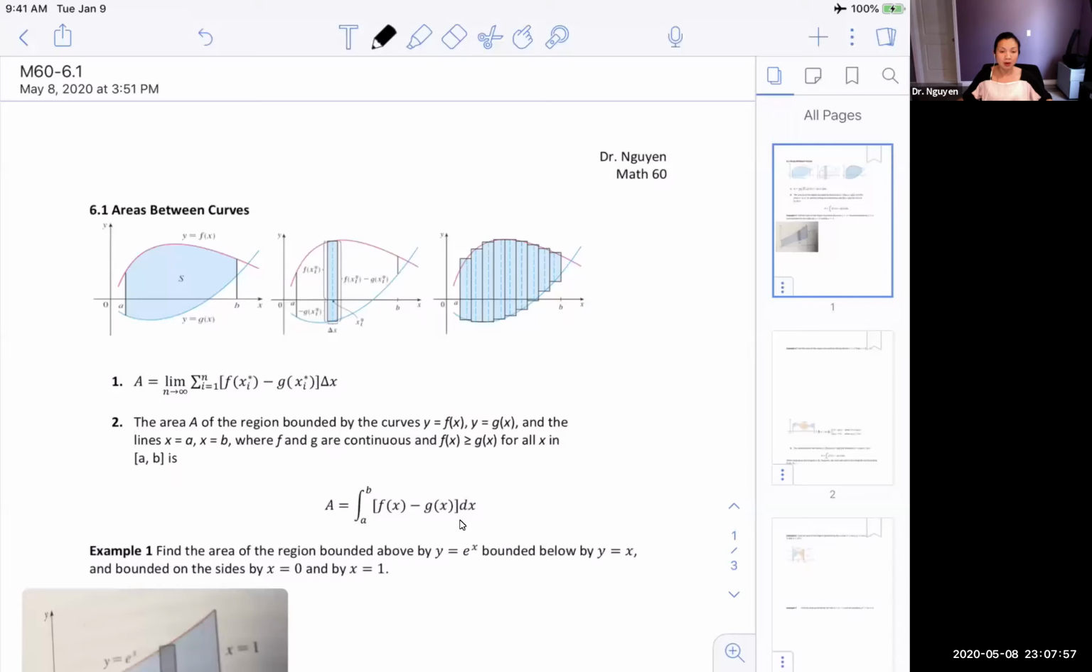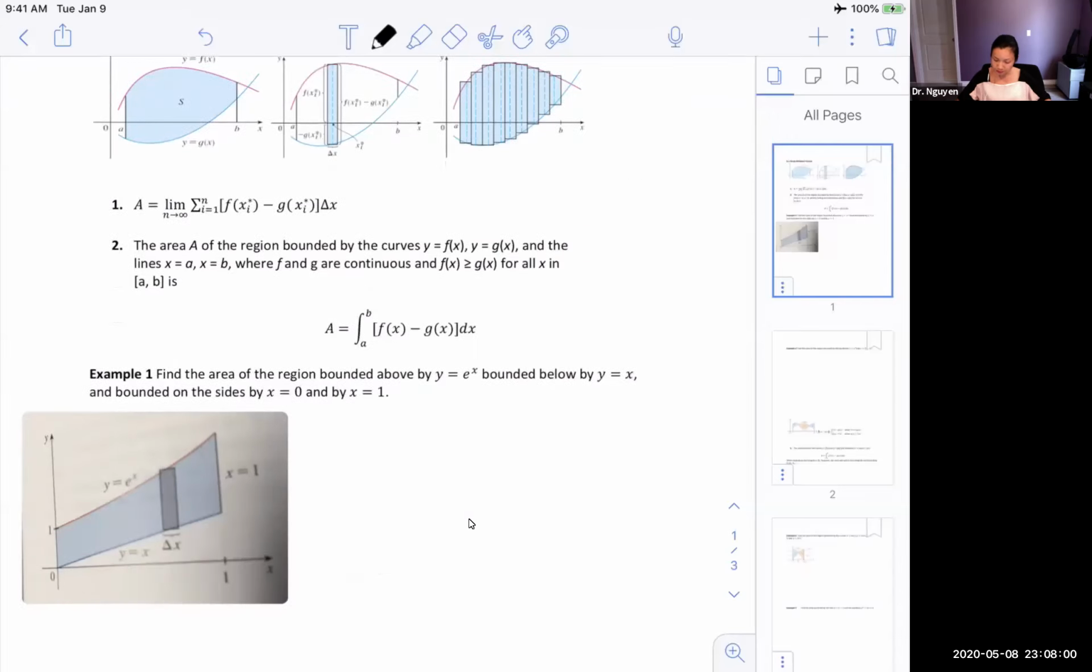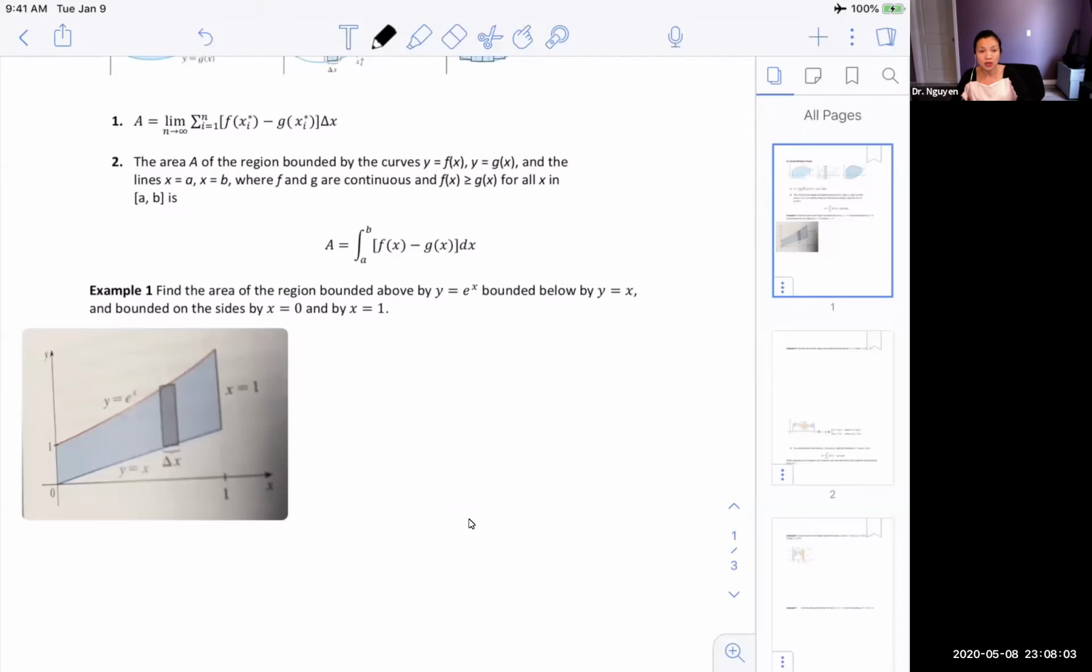Okay, all right, let's just go straight into example 1. In example 1, we need to find the area of the region bounded above by y equals e to the x power and below by y equals x. It helps if you know the graph. So you can see right there, we have the two curves, and we need to find the area of the shaded region. You can see that we have the boundary already, so the area is straightforward. It's going to go from 0 to 1.